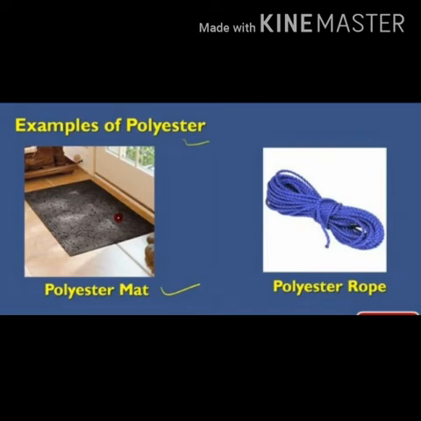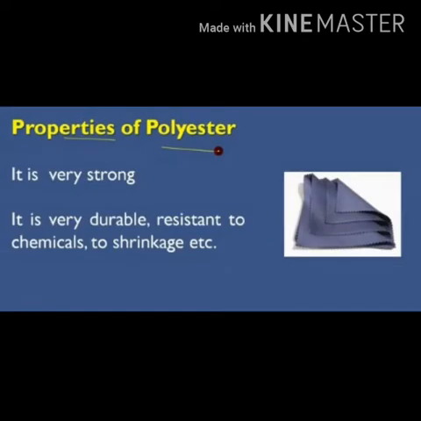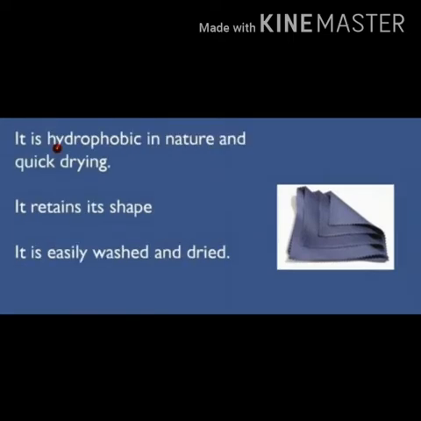These are the examples. Properties of polyester: it is very strong, very durable, resistant to chemicals and to shrinkage, etc. Then it is hydrophobic in nature and quick drying. It retains its shape, and it is easily washed and dried.